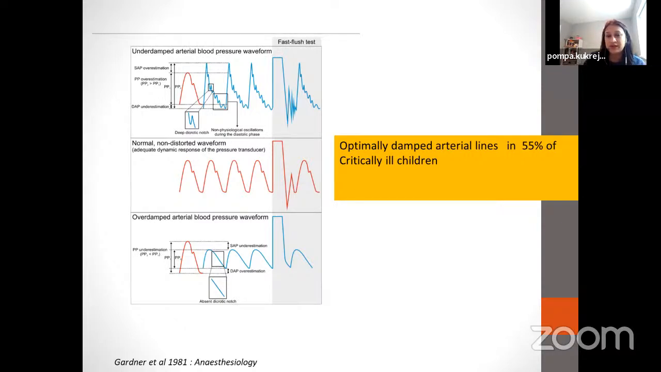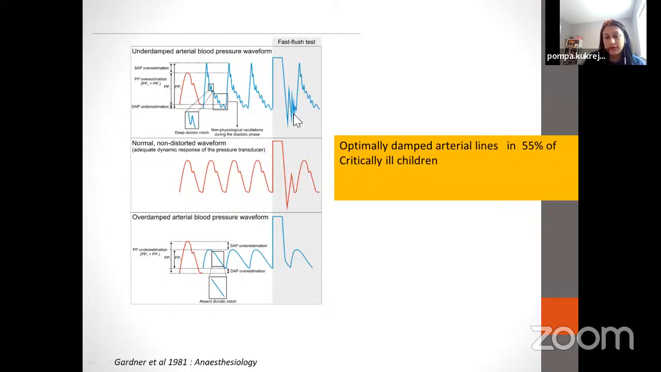And most of the time, we say that a normal trace has got a dicrotic notch, and you see the normal waveform where, after you do this test, you get a square waveform and probably 1.5 oscillations. So that is described as a normal waveform. In an overdamped trace, you don't see the dicrotic notch, but maybe you can get one, but it's usually less than 1 oscillation. And in an underdamped trace, you get a lot of oscillations after you have done your fast flush test.